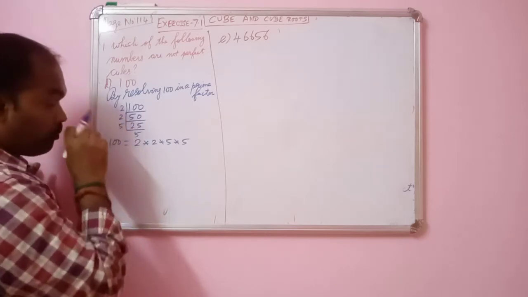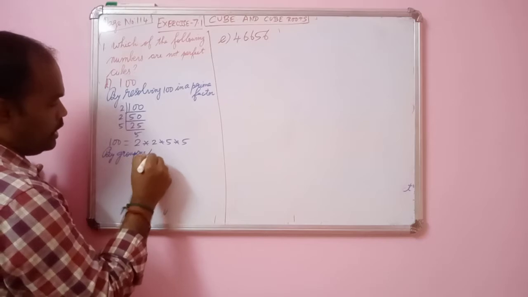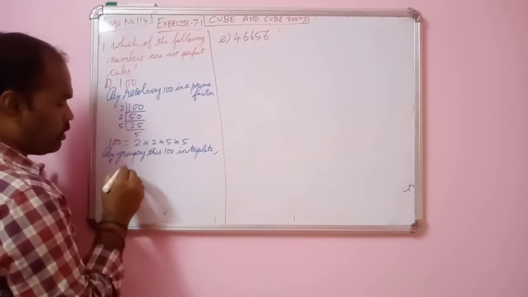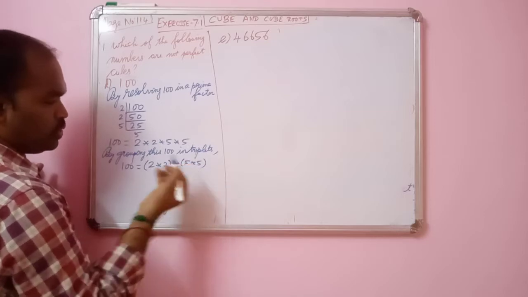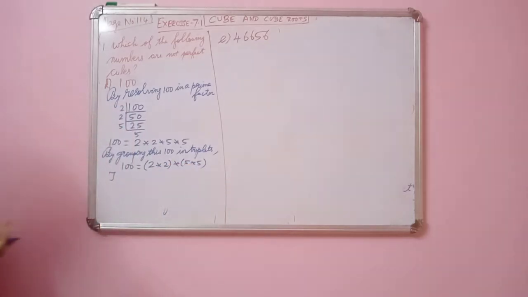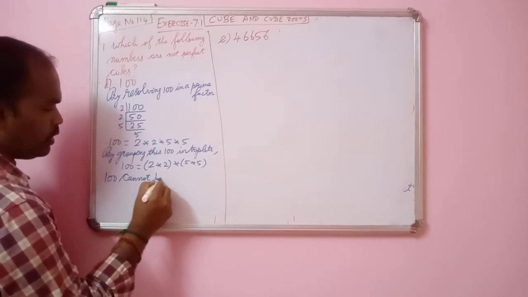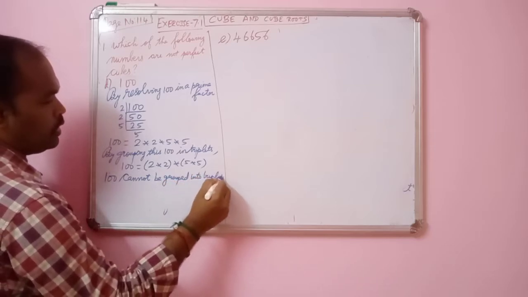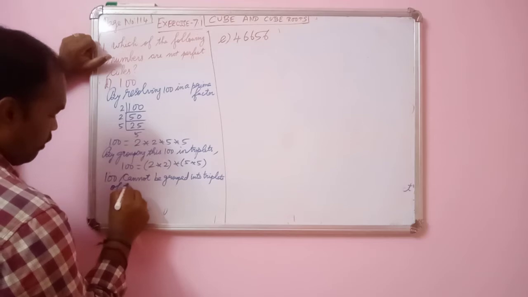So now, by grouping 100 in triplets, what will come? 100 equals 2 into 2 into 5 into 5. So now, did the triplets come? The triplets are not there. So what do you need to write as the reason? 100 cannot be grouped into triplets of equal factors.